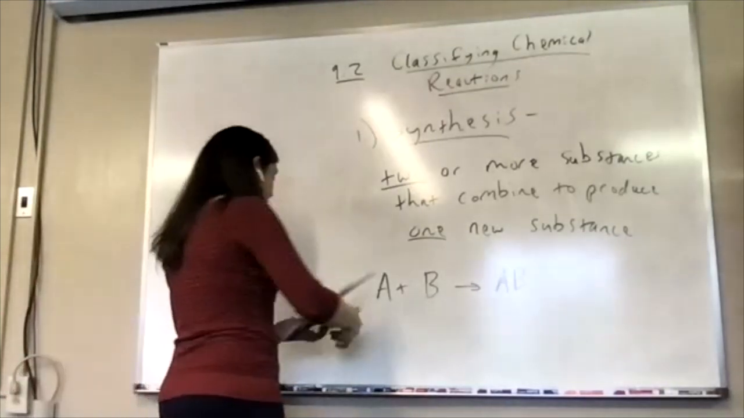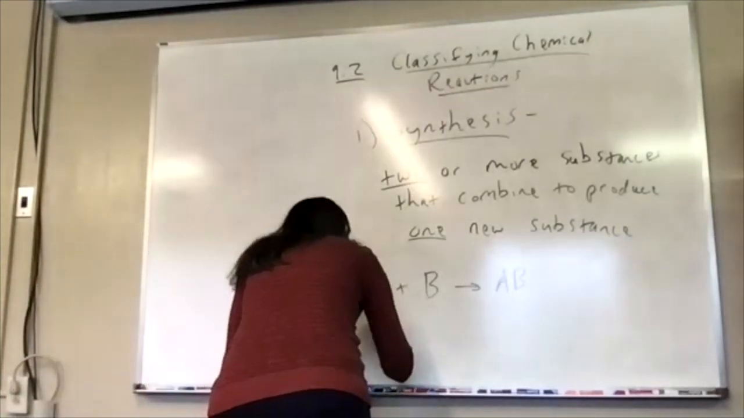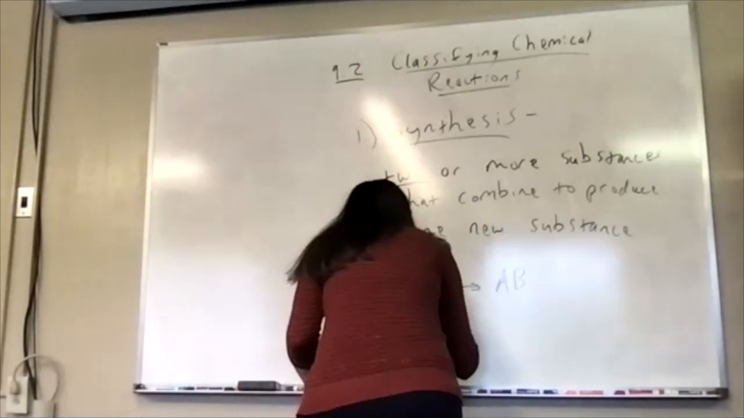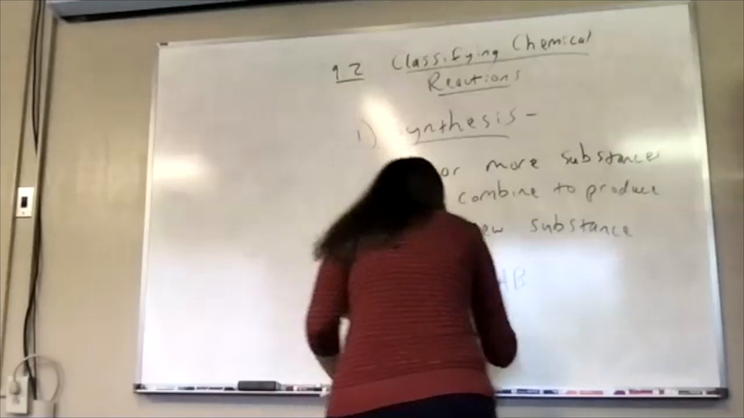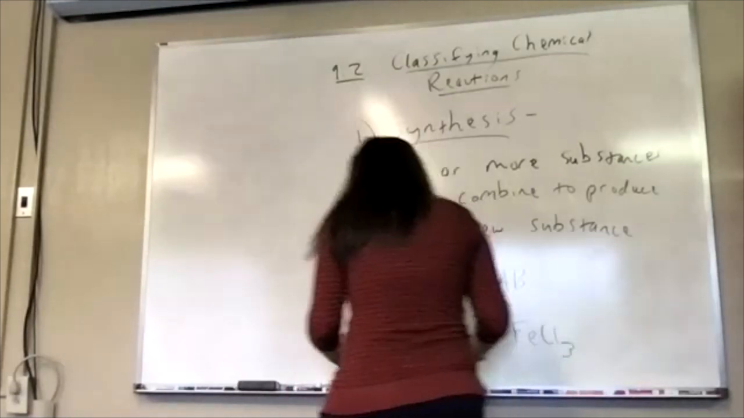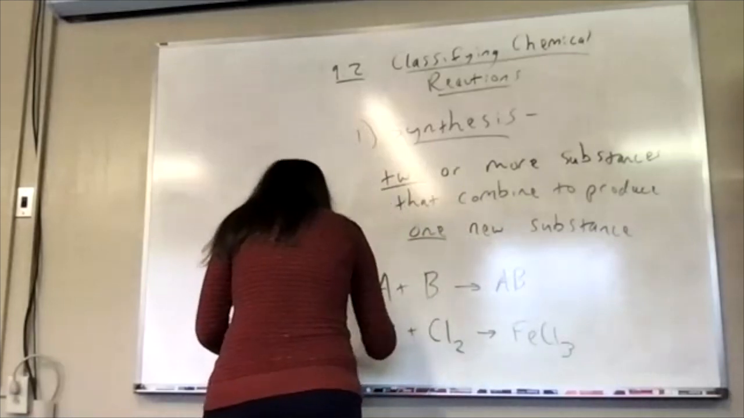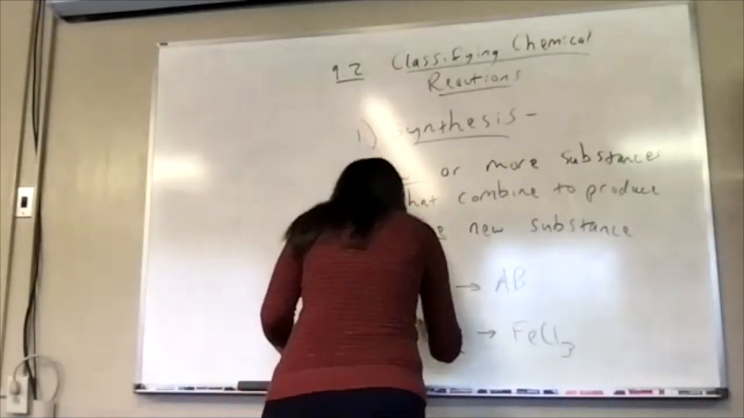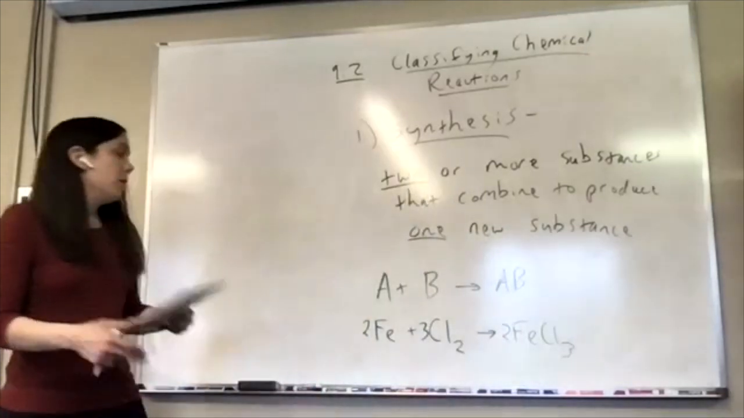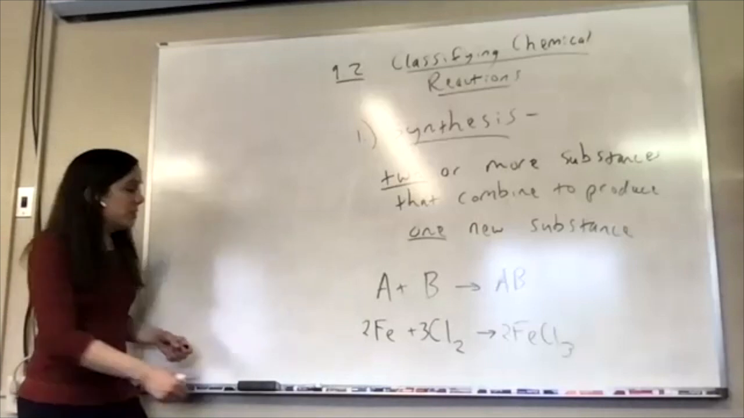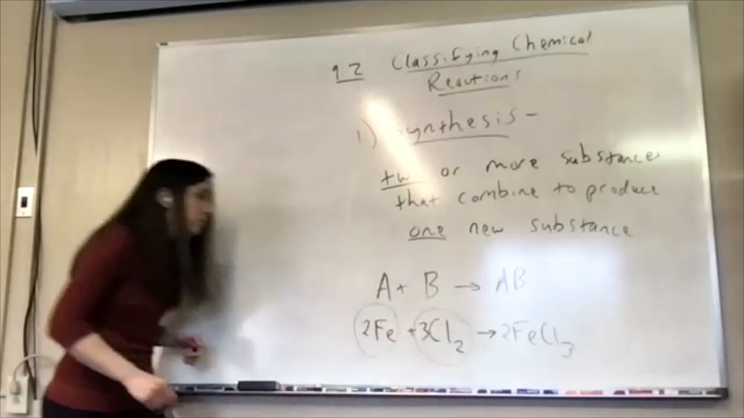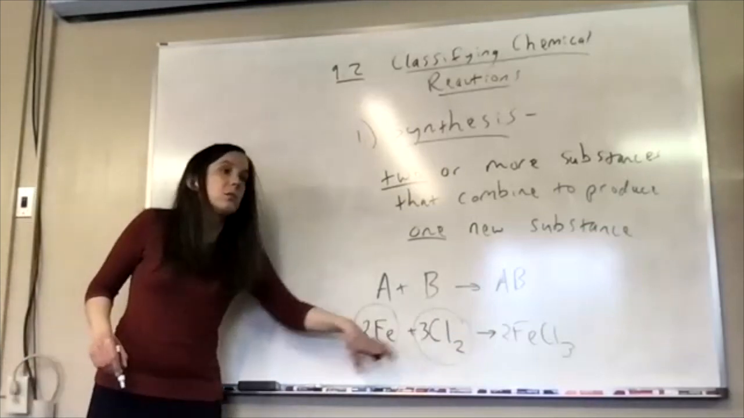So you could have something like this. You have Fe combine with chlorine gas to produce iron chloride. Now you balance this, you got 2 in front of the Fe, 3 in front of the Cl2, and 2 in front of FeCl3. So this would be A right here, this would be B. And so you have two different things.